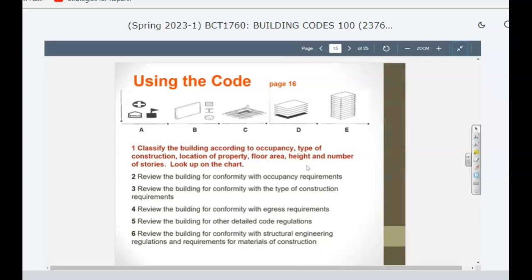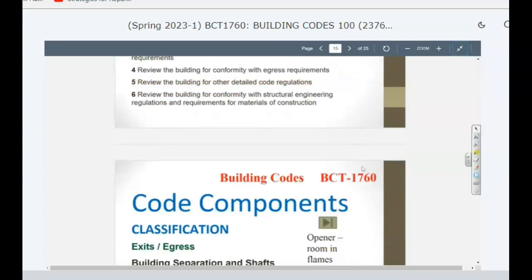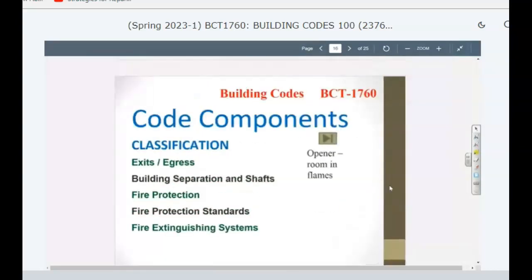Review the building for conformity with occupancy requirements. Review the building for conformity with the type of construction. And it's all review. Review the building with the egress requirements. Review the building for other detailed regulations. And review the building for conformity with structural engineering and regulations.